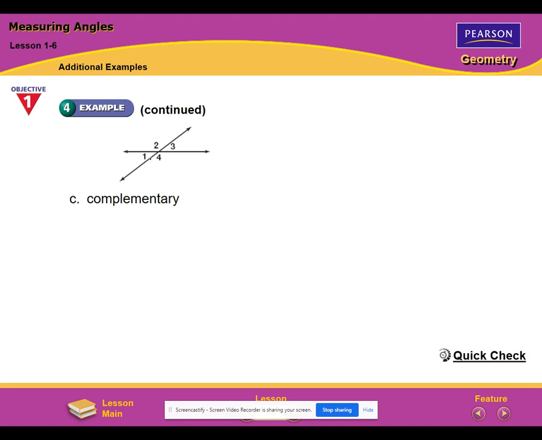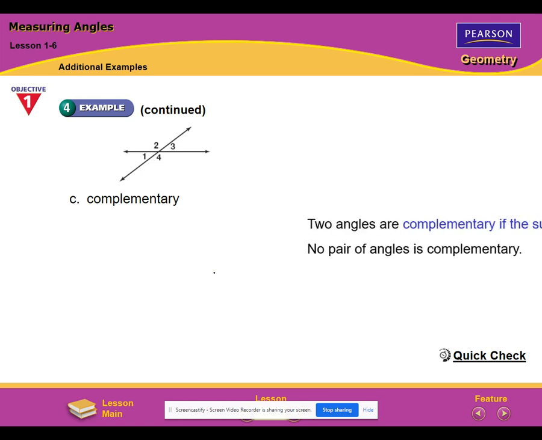And angle 1 might look a little bit like a 45, and angle 3 might look a little bit like a 45, but even still, they could be 46, and you wouldn't be able to tell. So there are no complementary angles here. We have no information that any of these would add up to 90 degrees as pairs.